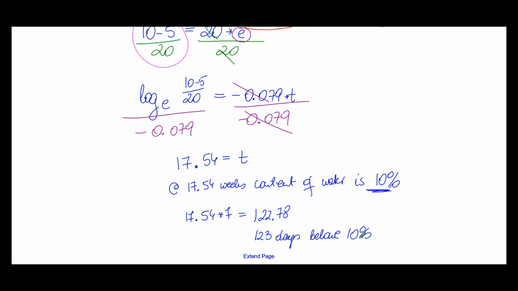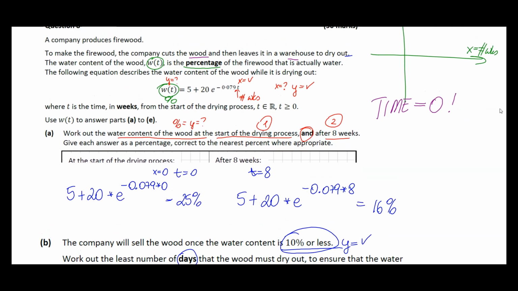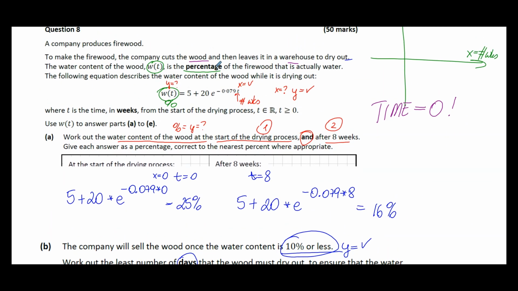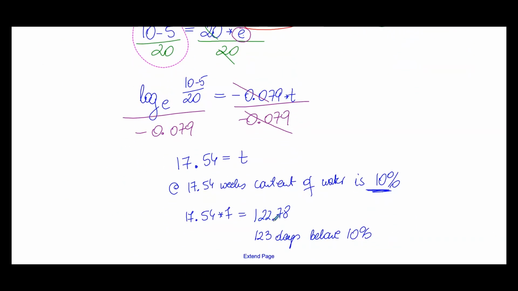How do I know that it's the next day? Well, because the water is drying, isn't it? The longer the wood lies in the warehouse, the less water it has, isn't it? That's just the fact of life. So I know that if at 122.78 it is 10%, if I go a little bit longer, I'm going to have below 10.